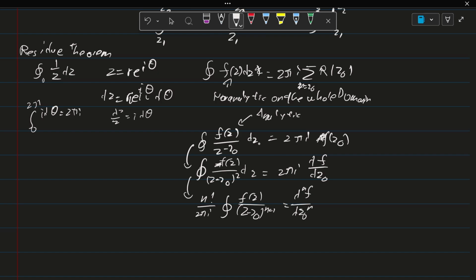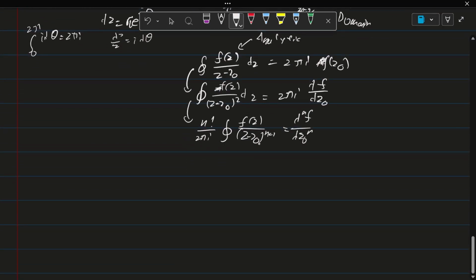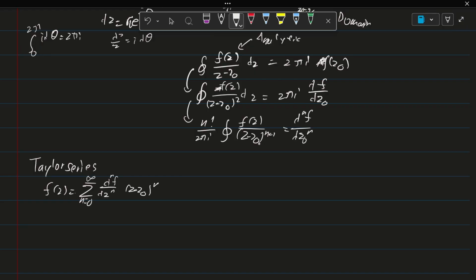So with this fact, we found that the derivative of the nth order must always exist for an analytic function. And now we could extend this further into the Taylor series, because we know every single derivative exists. We could just use the Taylor series. f(z) equals the sum of the nth derivative of f, when n goes from 0 to infinity, times (z minus z0) to the power of n. This always works for analytic functions.